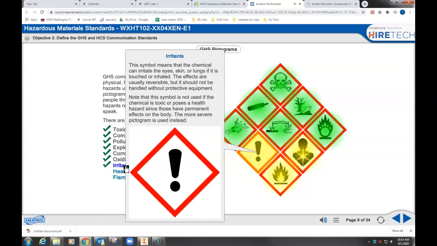Irritants. This symbol means that the chemical can irritate the eyes, skin, or lungs if it is touched or inhaled. The effects are usually reversible, but it should not be handled without protective equipment. Note that this symbol is not used if the chemical is toxic or poses a health hazard, since those have permanent effects on the body. The more severe pictogram is used instead.